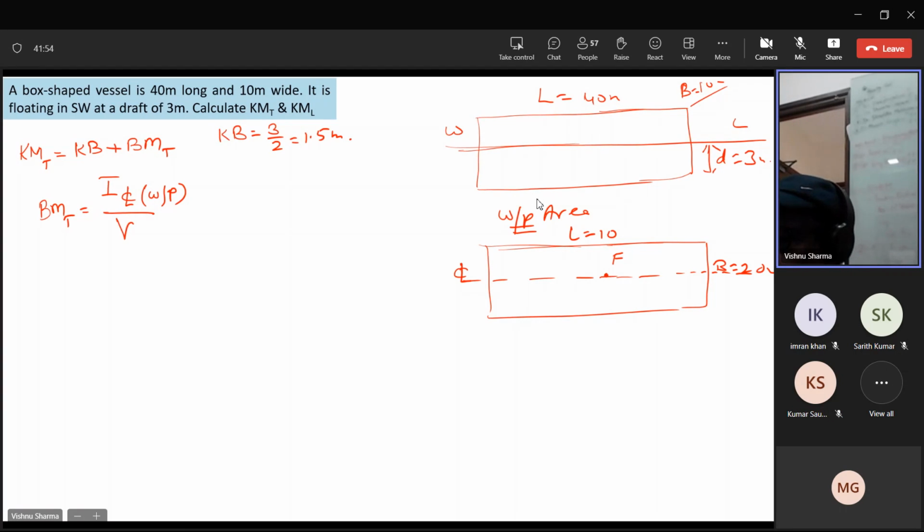Any questions up to this point, beta? And now tell me, look at the diagram. Is the center line standard axis for rectangle? Yes or no? Yes, sir. Sir, but why have you taken length as 10? Length is 40, isn't it, sir?